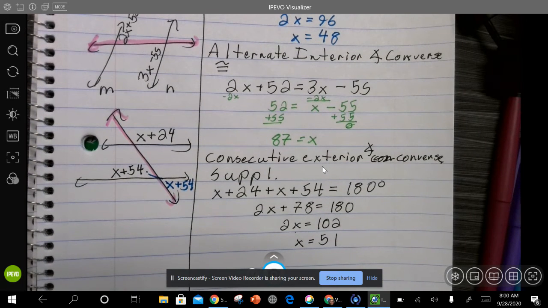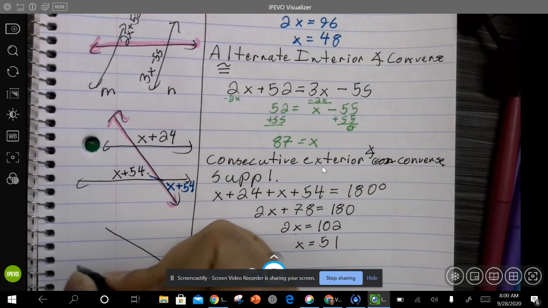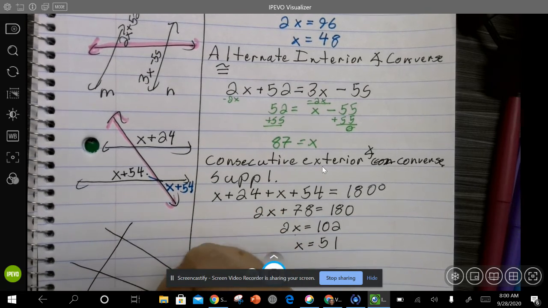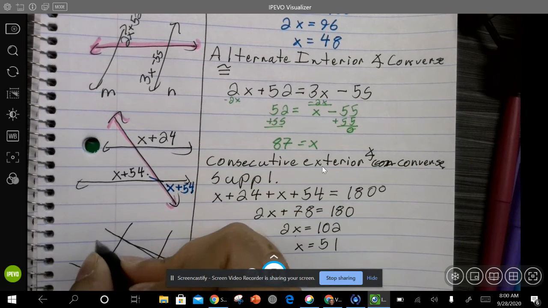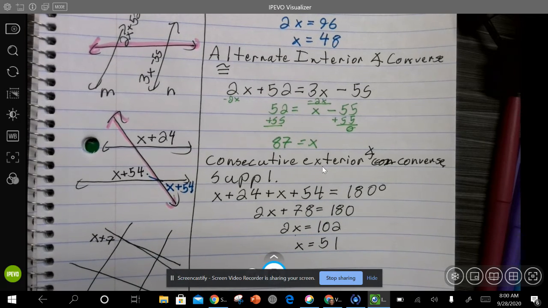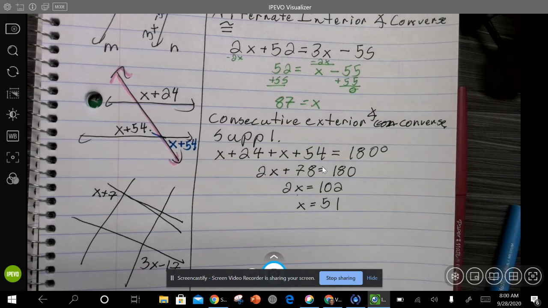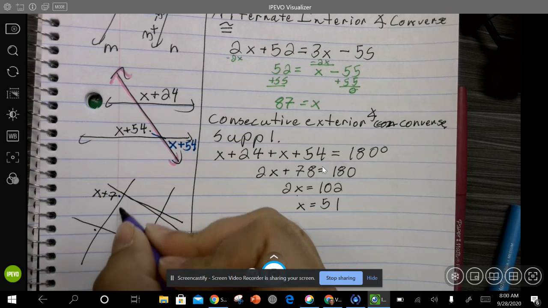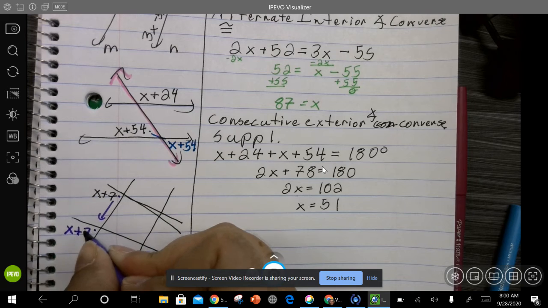Okay. What if we needed to prove, okay, what if we had this? So we had x plus 7 and 3x minus 17. Okay, so how could we do this? Okay, again, everybody, so I can take and move, right? Because I know my corresponding angles are congruent. So if this is x plus 7, this is also x plus 7.